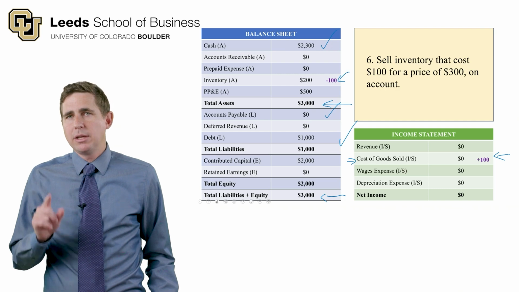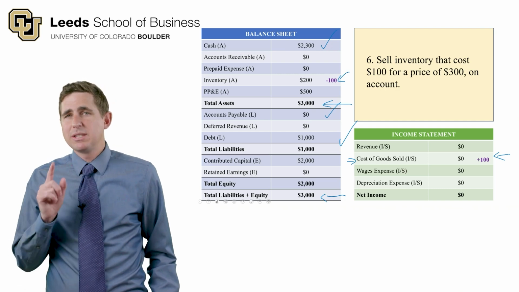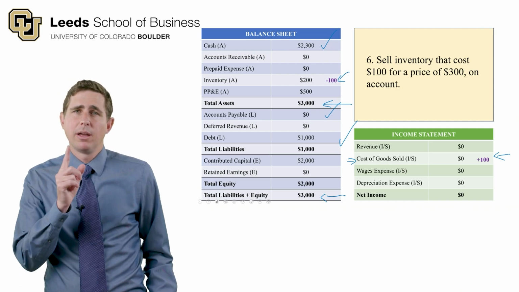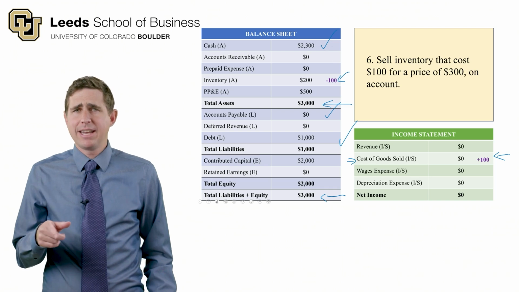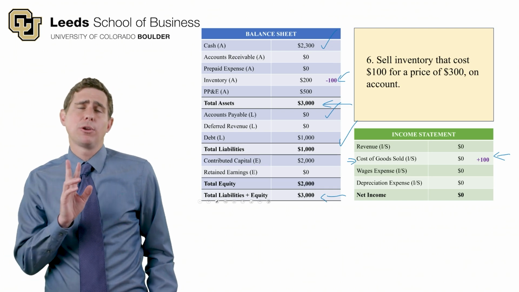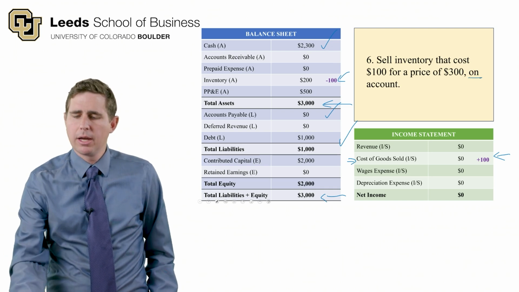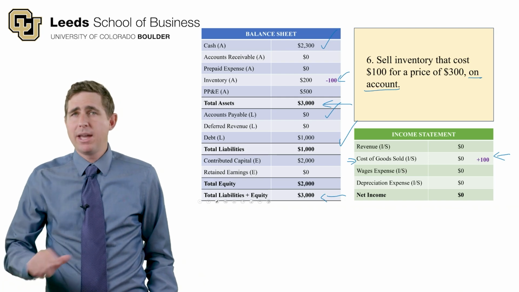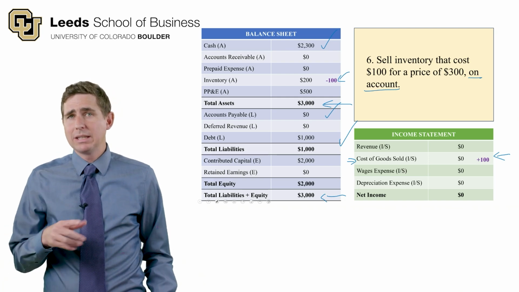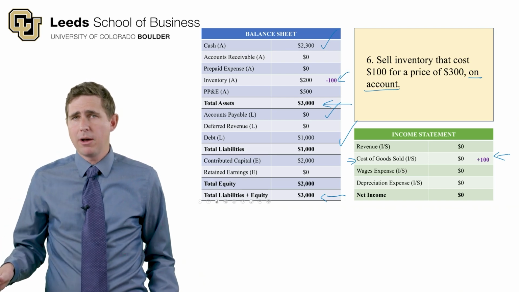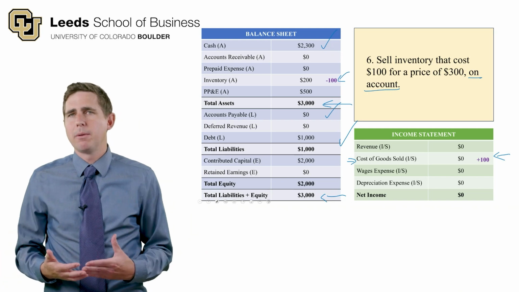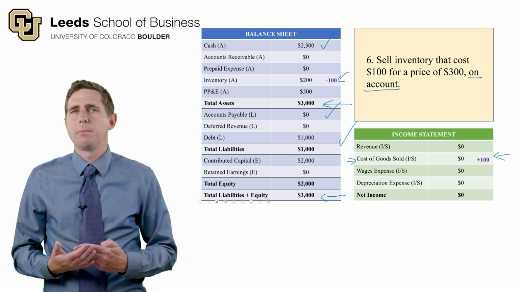Now let's talk about the $300. That was the price that the customer is willing to pay. Notice I didn't say paid. That's what they're willing to pay. This on account term means that they will pay us later. So we deliver the inventory to them. We took it off our balance sheet, but we didn't receive cash from them. All we received from them is a promise to pay.